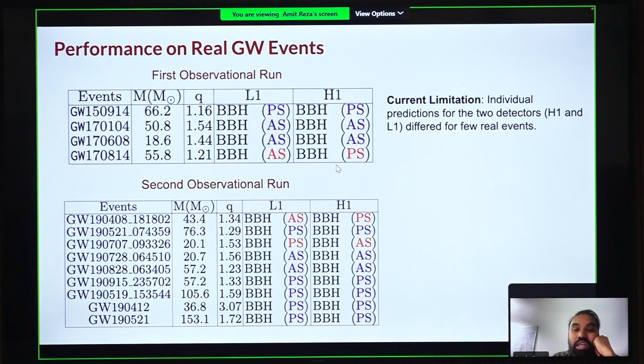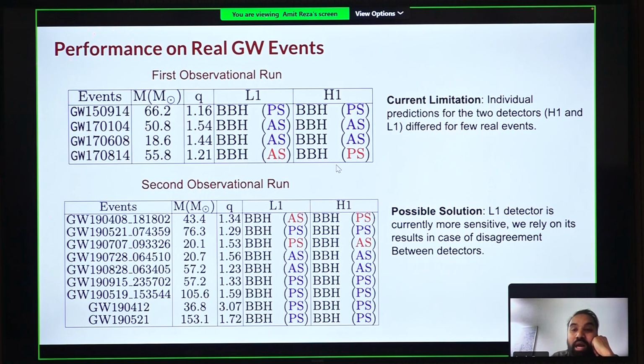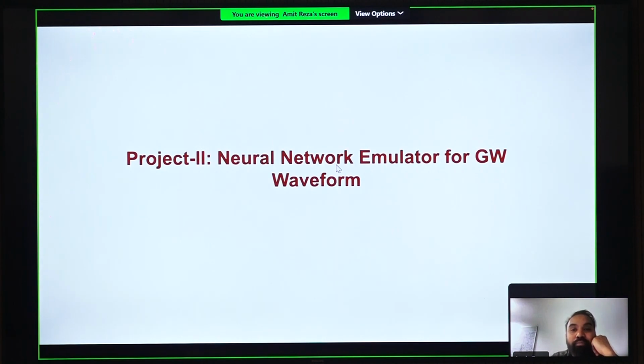Right now, I think the limitation is that for a few of them, L1 is saying precessing, while H1, the second detector, is saying it is aligned. So how to identify which is the right information and which is wrong is one limitation of the current model. A possible solution is that, because we know the L1 detector is more sensitive, the results could be weighted more on that information, and that could be considered the best solution. So this is one example where this kind of model could be useful.